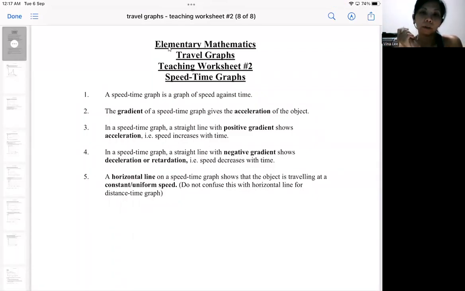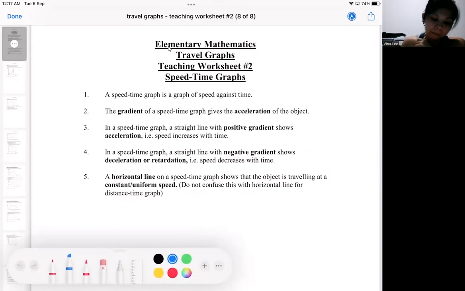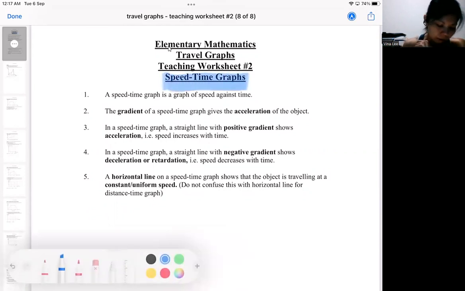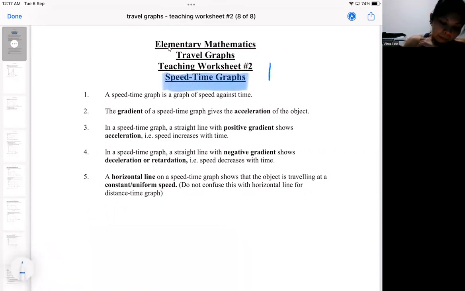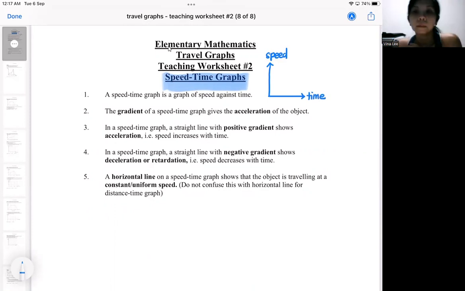The second type of travel graph is the speed time graph. As the name suggests, I'm plotting the speed against time. Usually if you start from rest, you are starting from zero. And again, you will have different features of the gradient.